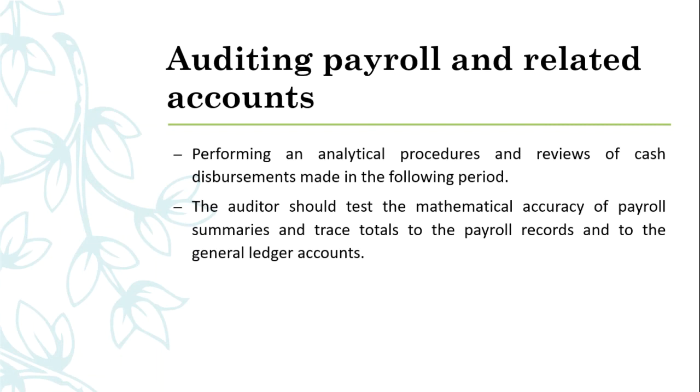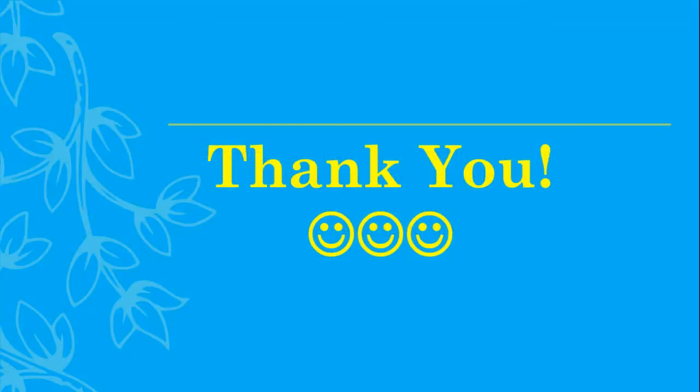Audit payroll and related accounts. The auditor performs analytical procedures and reviews of cash disbursements made in the following period. The auditor should test the mathematical accuracy of payroll summaries and trace totals to the payroll records and to the general ledger accounts. All in all, substantive tests serve as evidence to support the assertion that the financial records of an entity are complete, valid, and accurate. That would be the end of Chapter 10, and thank you.